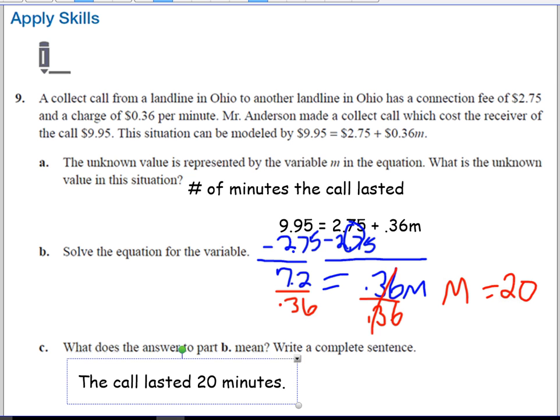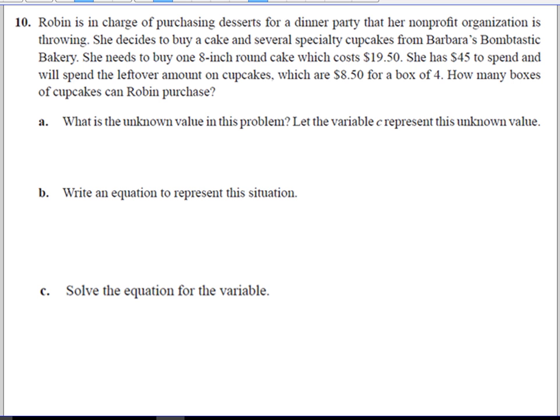Let's take a look at another example. Robin is in charge of purchasing desserts for a dinner party that her nonprofit organization is throwing. She decides to buy a cake and several specialty cupcakes from Barbara's Bombastic Bakery. She needs to buy one 8-inch round cake, which costs $19.50. She has $45 to spend and will spend the leftover amount on cupcakes, which are $8.50 a box, and there's 4 in a box. How many boxes of cupcakes can Robin purchase?